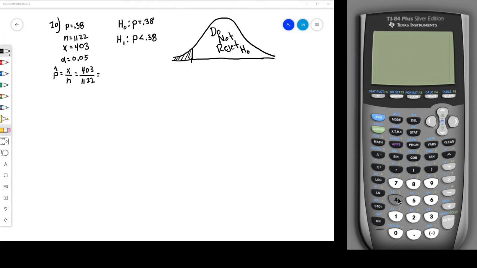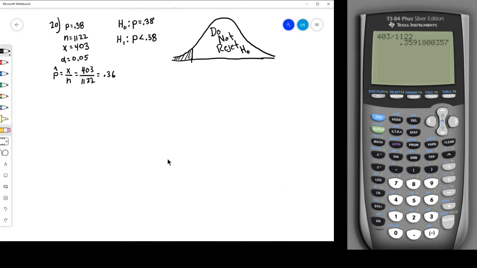403 divided by 1122. Okay, so notice I get a long decimal there. I want to round p hat to the same thing p is rounded to. So if I'm going to do that, then my p hat is going to be 0.36 rounded off. So 0.36.